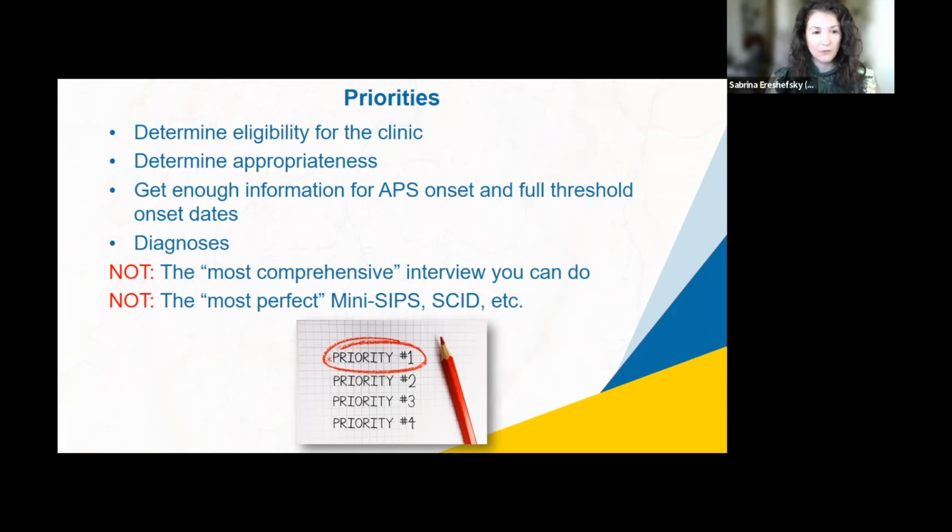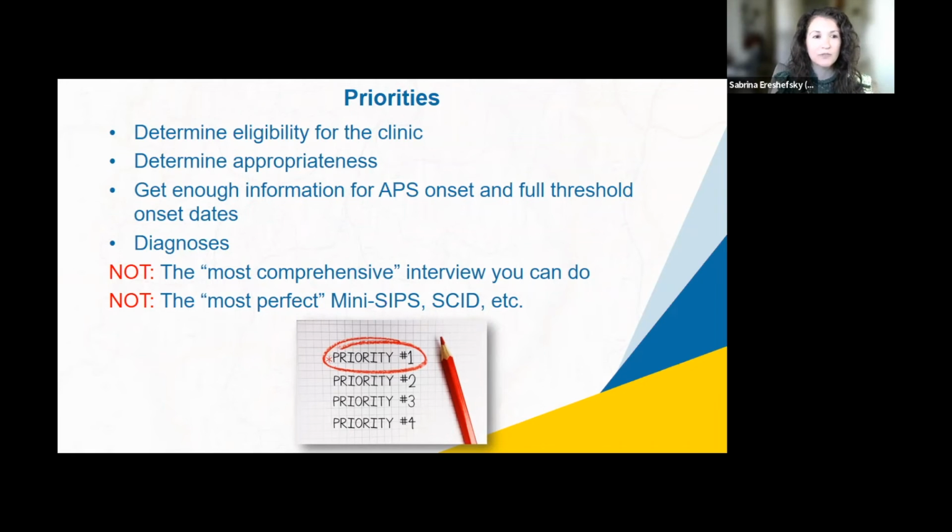So you're collecting so much information during these intake assessments, and you really need to keep in mind that one of your top priorities is this eligibility and appropriateness criteria. You want to get enough information to also understand the onset dates for these attenuated and psychosis threshold symptoms, so that the duration of untreated psychosis, being an eligibility criteria, can be determined.